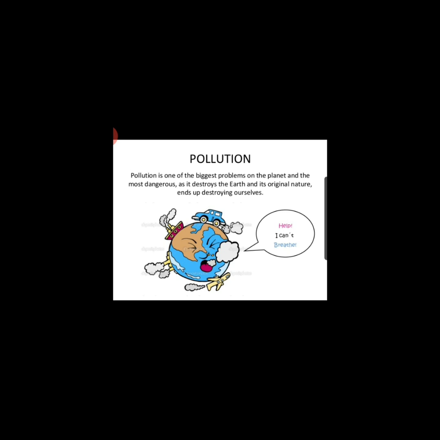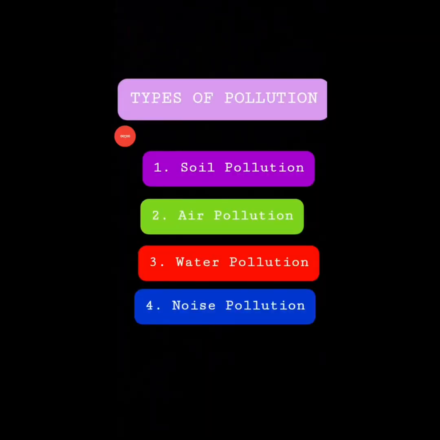Now what is pollution, children? Pollution is the addition of harmful substances into the air, land and water. These harmful substances that cause pollution are known as pollutants. They result in the spoiling of the nature and also the things which make our earth beautiful. The various types of pollution are soil pollution, air pollution, water pollution and noise pollution.